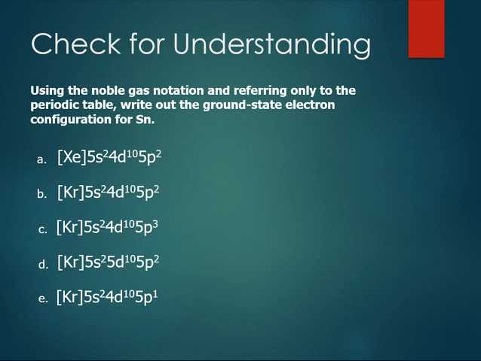Alright, here are a couple of checks for understanding for you. Go ahead and pause the video and see if you can come up with an answer. I hope you selected B there. Okay, krypton's inner shell electrons plus 2 5s electrons, 10 4d electrons, and 2 5p electrons.